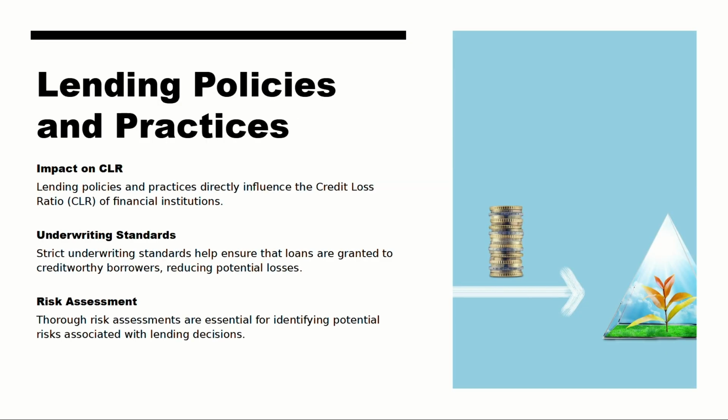Lending policies and practices impact on CLR. Lending policies and practices directly influence the credit loss ratio (CLR) of financial institutions. Underwriting standards: strict underwriting standards help ensure that loans are granted to creditworthy borrowers, reducing potential losses. Risk assessment: thorough risk assessments are essential for identifying potential risks associated with lending decisions.